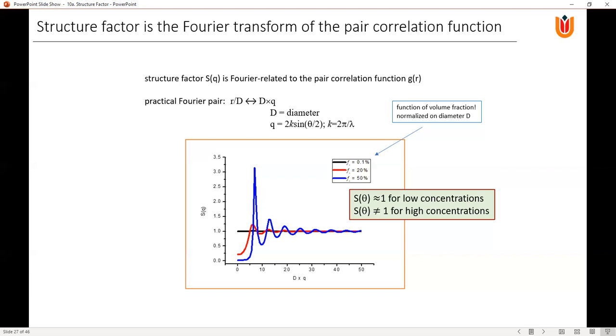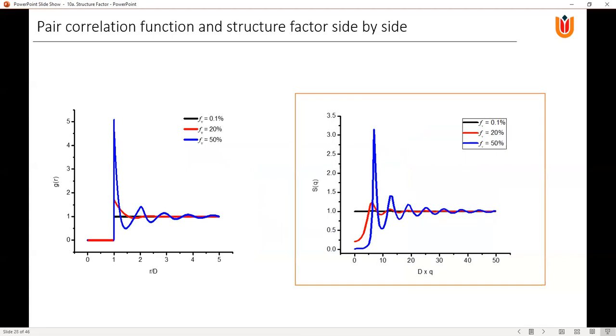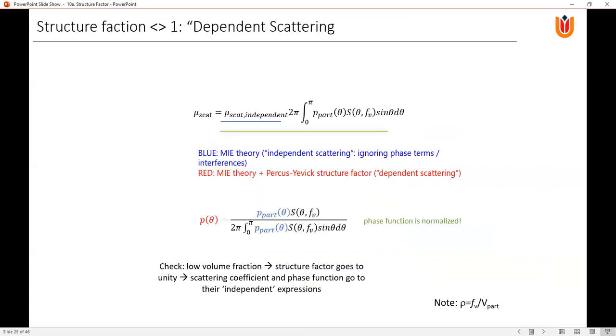But if you start to increase the volume fraction, let's say to 20 or 50%, you see that there are changes in the structure factor, so it is unequal to 1 for high concentrations. That would be put into the equations, and you cannot neglect it anymore. These are the same graphs. So let's take a look at a few practical examples.